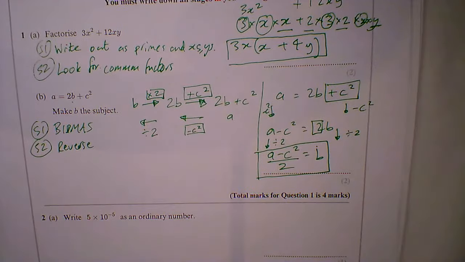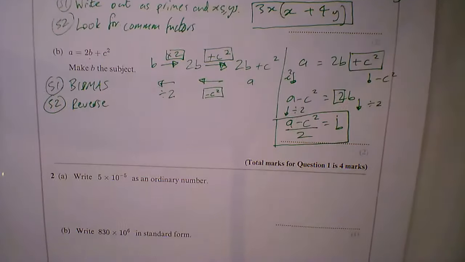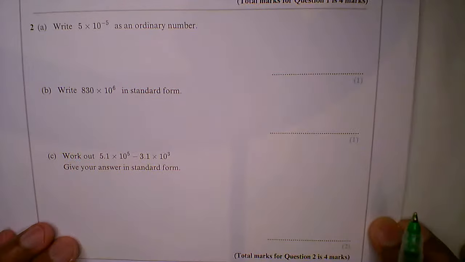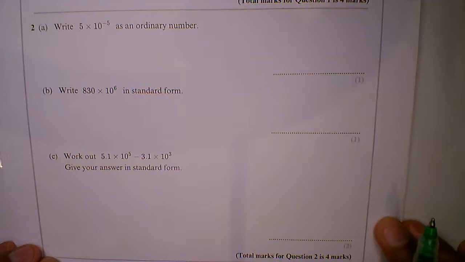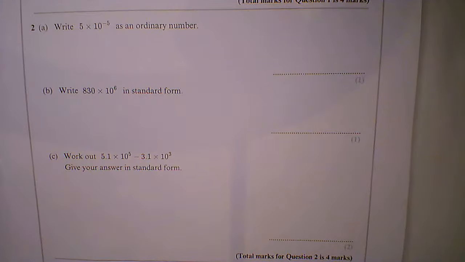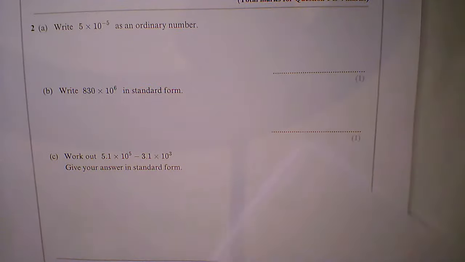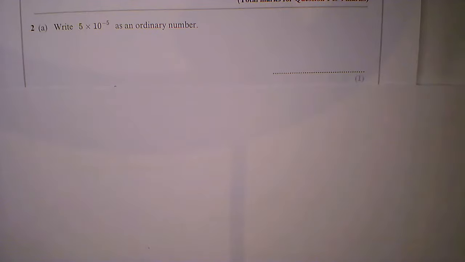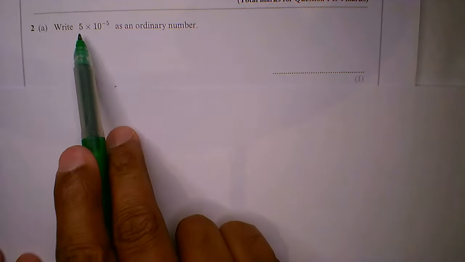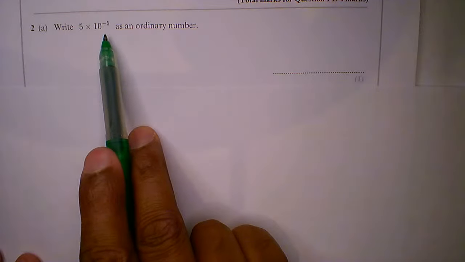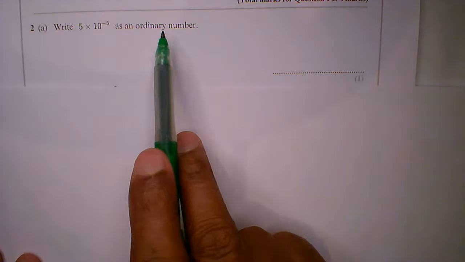Let's go to question 2. Okay, off you go, question 2. Question 2a: write 5 times 10 to the power minus 5 as an ordinary number.